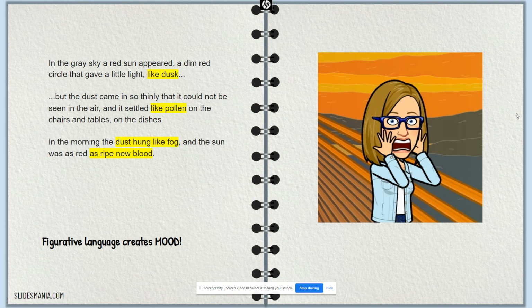So that's kind of the deal. Figurative language helps us create imagery, but it also creates mood. And so here I am thinking about that dust cloud because it did seem really bad. And what you're going to be doing next is analyzing one more piece of text on your graphic organizer, and then we're going to move into practicing with some figurative language in a poem.